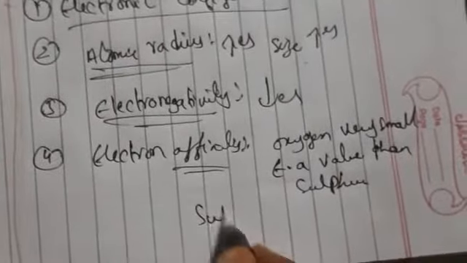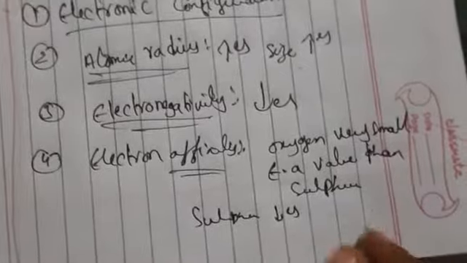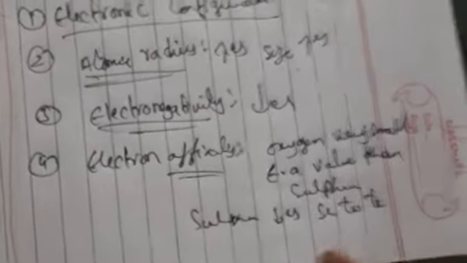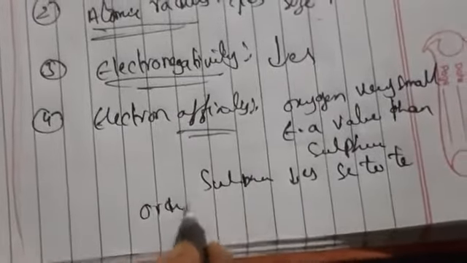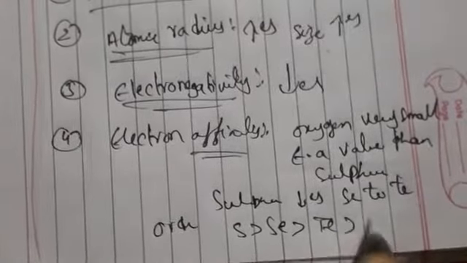After that, sulfur, what happens? The values decrease from selenium to tellurium. So the order of electron affinity values here is sulfur, selenium, tellurium, and oxygen. So this is the order.